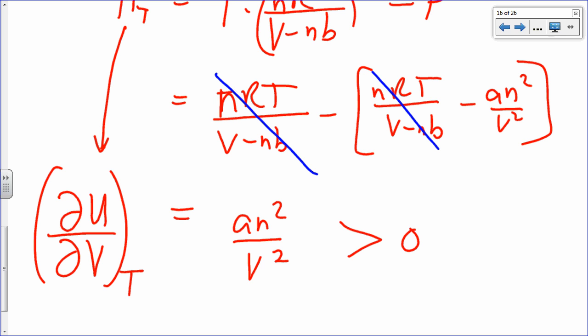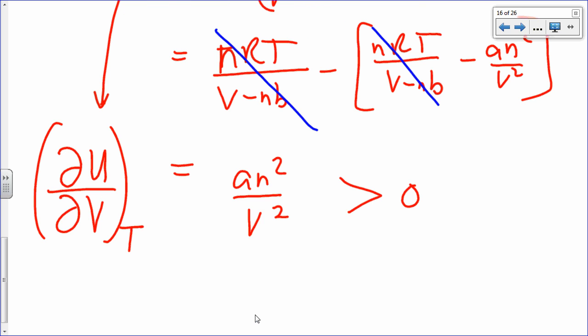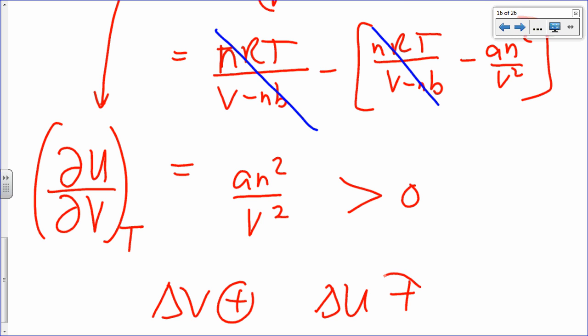Okay, let's not get confused here. So what happens to the internal energy as the volume expands at constant temperature? This is positive. So if delta V is positive, then delta U is also going to be positive. Okay? So what does that mean?